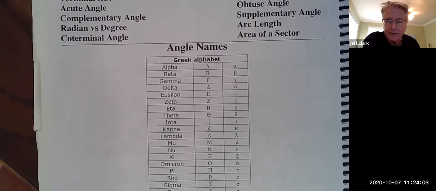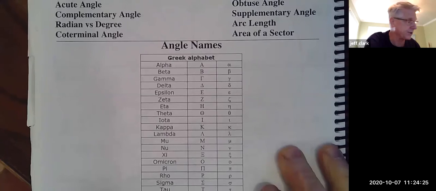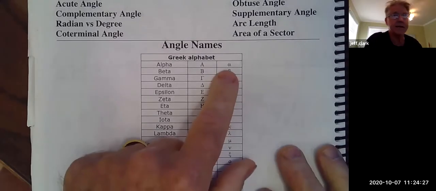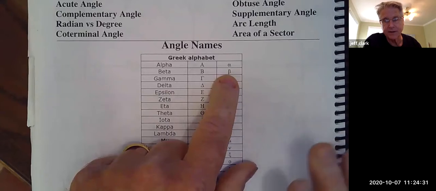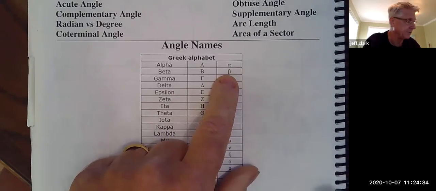In algebra, our variables tend to be x, y, and z, the most commonly used. In trigonometry, in some cases, we honor the Greeks with their letters. Now they have uppercase and lowercase letters of their alphabet. Some of these are probably very familiar. When you say alpha and beta, those are very commonly heard variables.